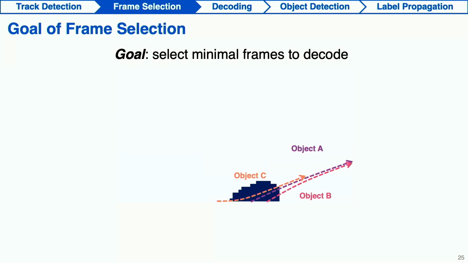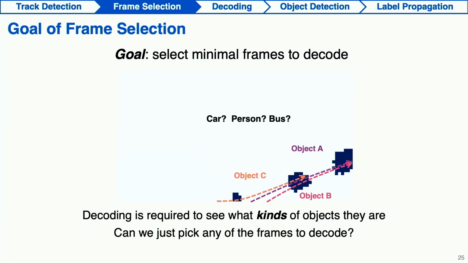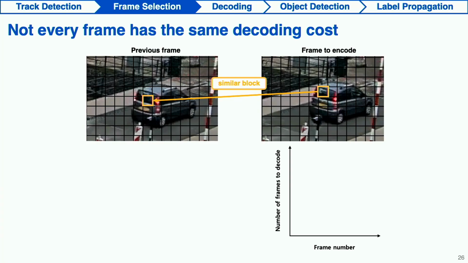The goal of frame selection is to select the minimal frames to decode. But why would we need to decode any of the frames? From the previous track detection stage, we were able to find the trajectories of each object. However, we haven't decoded any frames yet, so we never got to see what they really look like. So we don't know if these objects are a car, or a person, or a bus. To figure that out, we need to decode some of the frames to see them. However, the question here is, can we just pick any of the frames to decode? The answer to that question is no. The reason is that not every frame has the same decoding cost.